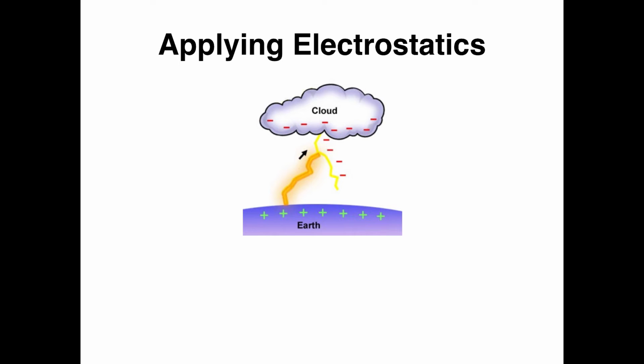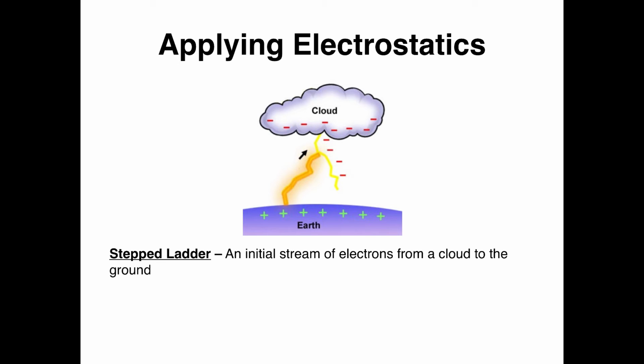So how does lightning occur? It's a very interesting thing that happens with lightning. So let's go through this very briefly. First of all, a single stream or an initial stream of electrons comes from the cloud towards the ground. And that stream of electrons that you actually can see is called a stepped ladder.